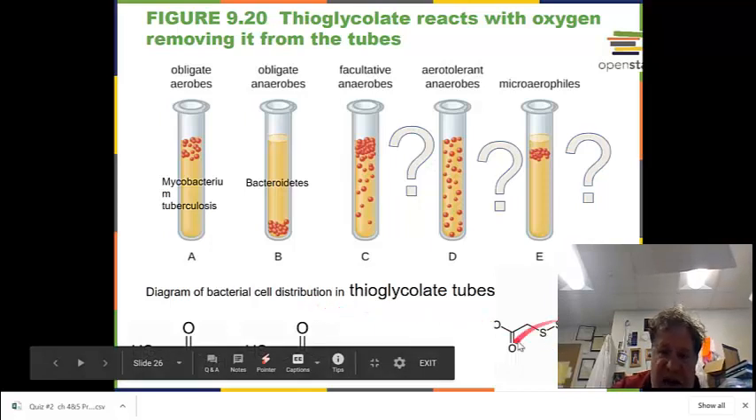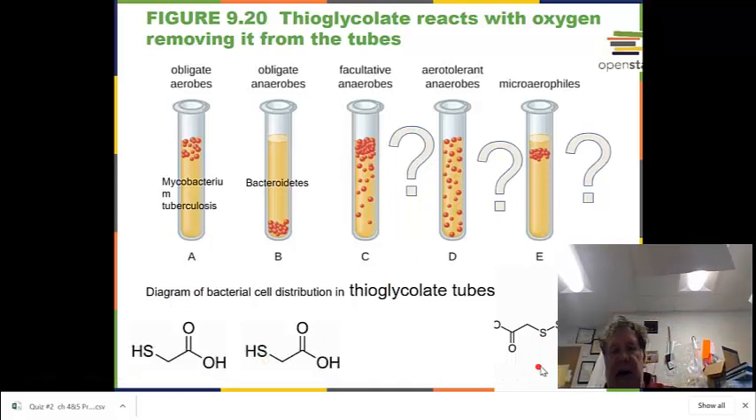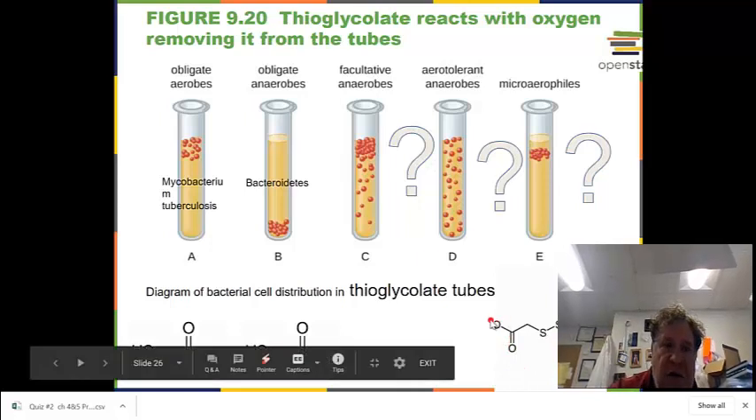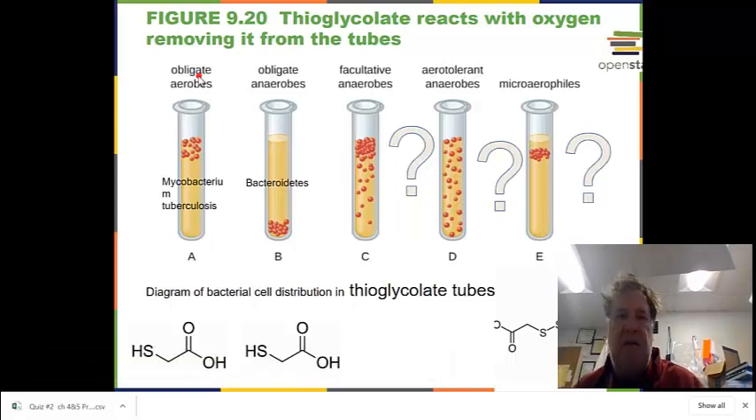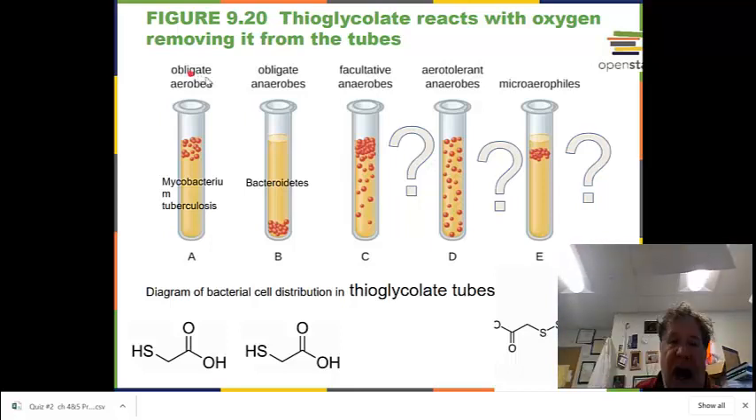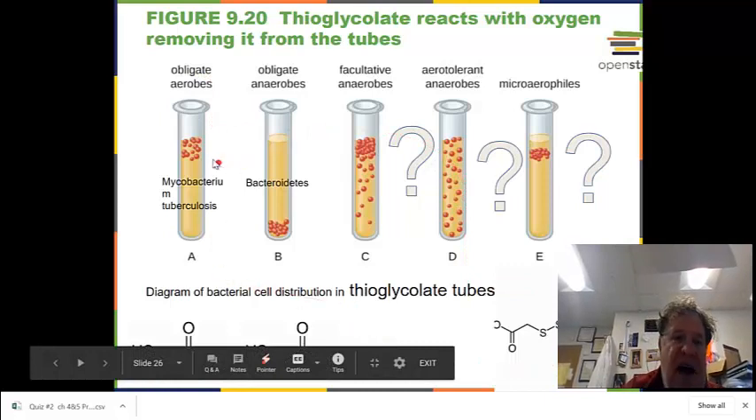In the presence of oxygen, the hydrogen gets scraped off and you form this disulfide bond here, and that scavenges oxygen. So if we make media with thioglycolate inside of it, it will remove the oxygen from the tubes. If you have an obligate aerobe, it will only grow in the presence of oxygen. Deeper in the media, all the oxygen has been taken up by the thioglycolate, so microorganisms will only grow at the top.